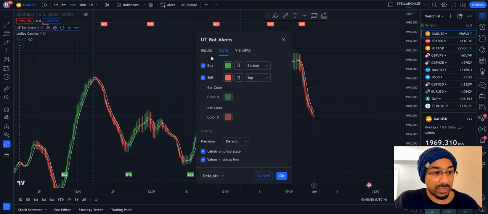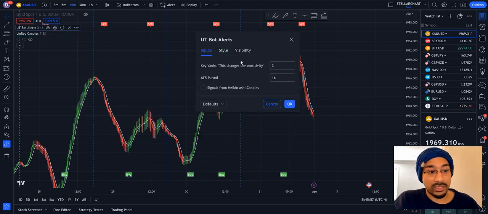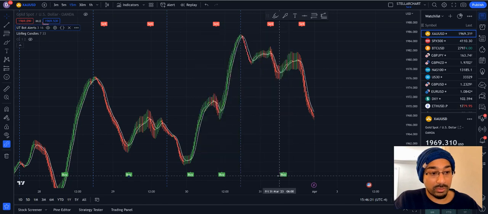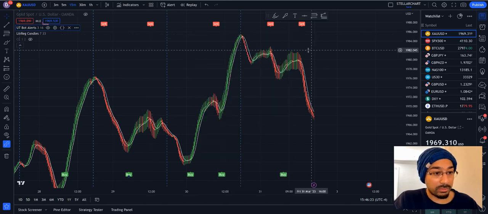The settings I have set up: I've changed this to 3 and the ATR period to 16. Again, you can always play around and find the perfect settings for you, but these are the settings I'm currently testing myself. You can uncheck the labels and values because they add a lot of bulk onto your screen. I've unticked the bar colors and kept just the buy and sell. I've switched the indicators to show up at the bottom and the top. For the buy, it's at the bottom, so I've switched it to bottom, and this one shows up at the top. Already it's looking pretty interesting.